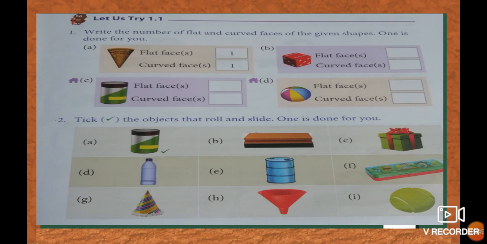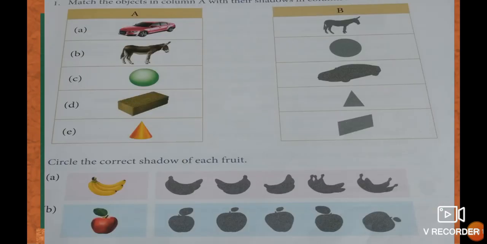And then the same activity that you have done. You have to observe the shapes and find out whether they can roll. Which objects can roll and slide? Tick the objects that roll and slide. Okay, so both. So this is the exercise you have to do.